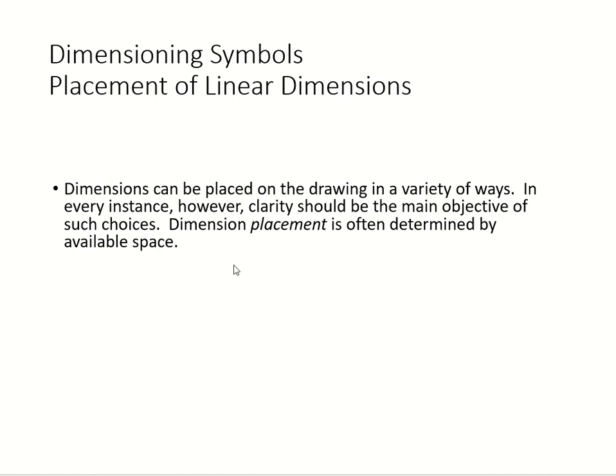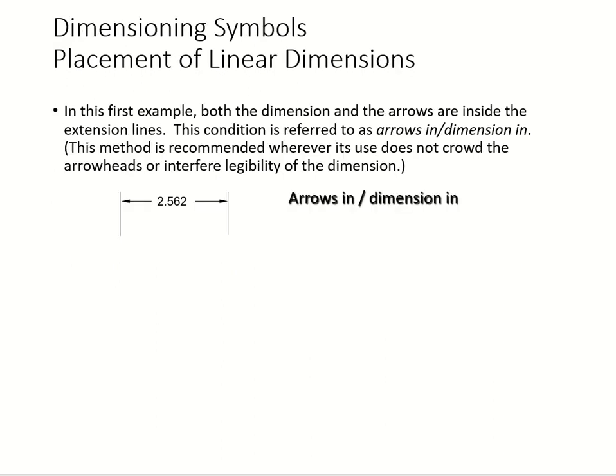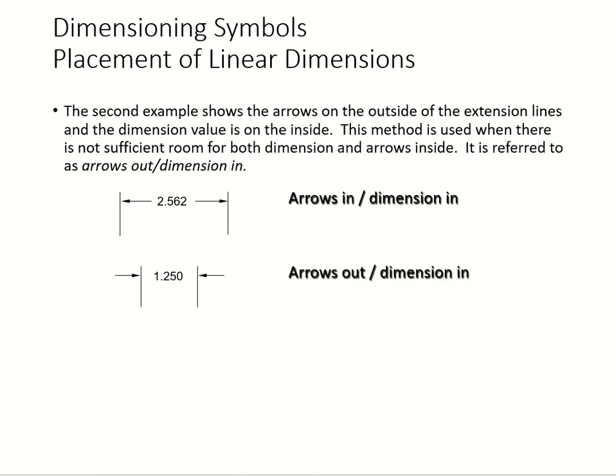Our linear dimension placement. Let's take a look at this. The dimension placement is nothing but placing the dimension on the drawing in many different ways. We will take a look at how we do this placement. So here, arrows in, dimension in. This is the first example. The arrows are inside of the extension lines, and the dimension line and the value are inside of the extension lines. So that's your first placement.